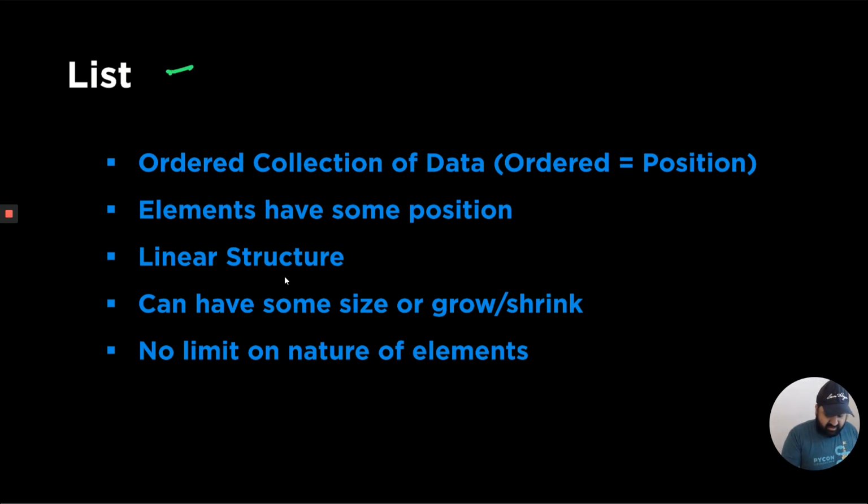And this is basically a linear data structure because we have a linear ordering, which is you can go from one position to another using some sort of a language construct. Also, all the elements have some position, and the list ADT provides us an opportunity to either grow or shrink in size, or they might have some fixed size depending on the implementation. There's no limit on the nature of elements, and what I mean by that is it can store any types of elements, not just integers. It could be a list of objects, it could be a list of strings, and so on.